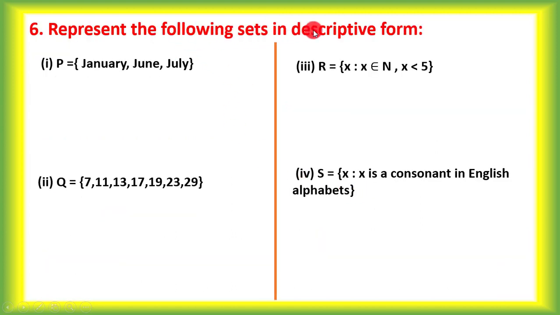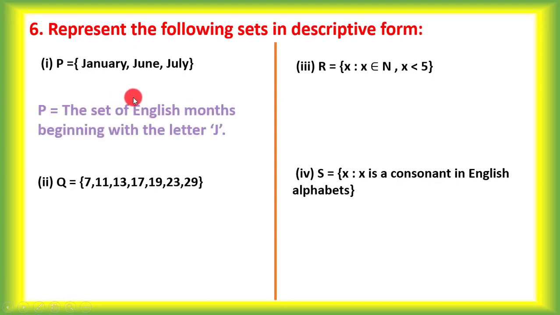Represent the following sets in descriptive form. We are going to describe the set in words. Here the first problem has the elements January, June and July. All are beginning with the letter J. These are English months. So P is nothing but set of all English months beginning with the letter J.